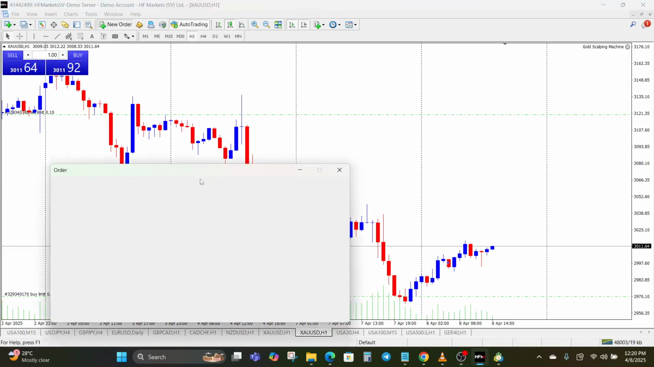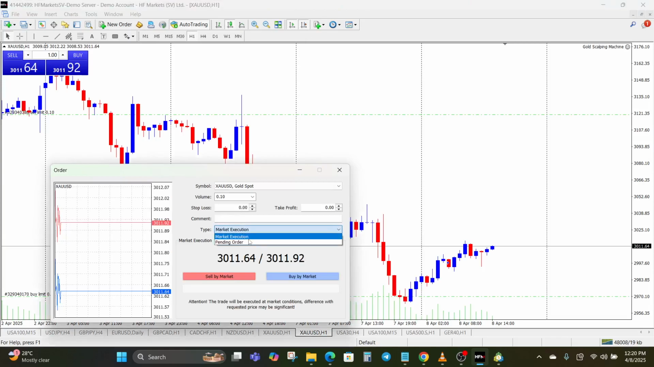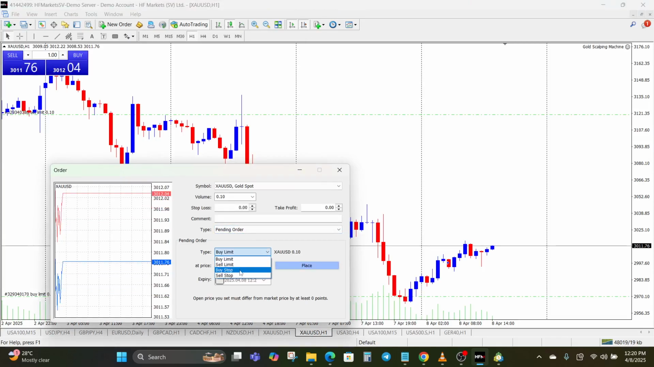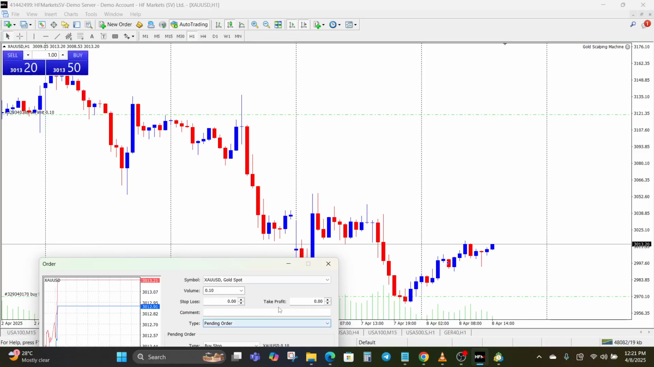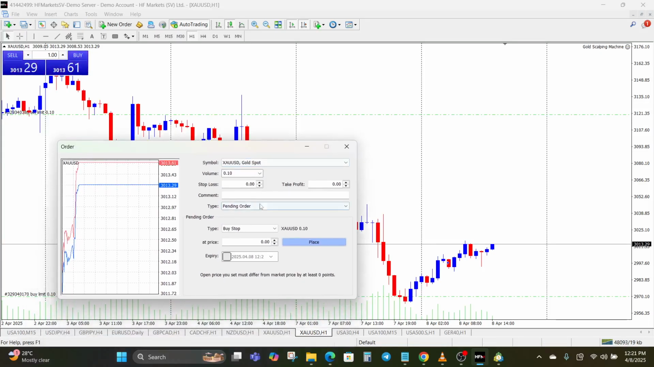Then as for buy stop, we have buy stop. Buy stop is when you expect price to break above a resistance level and continue higher. So you place a buy order above the current price. So let's say I'm expecting price to break above this particular resistance. So maybe I can set my buy stop around 30.70. Let's just use 30.70.